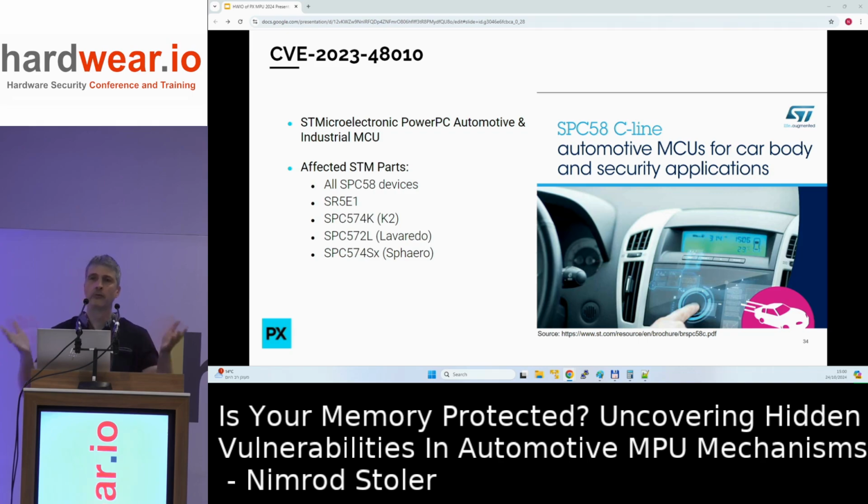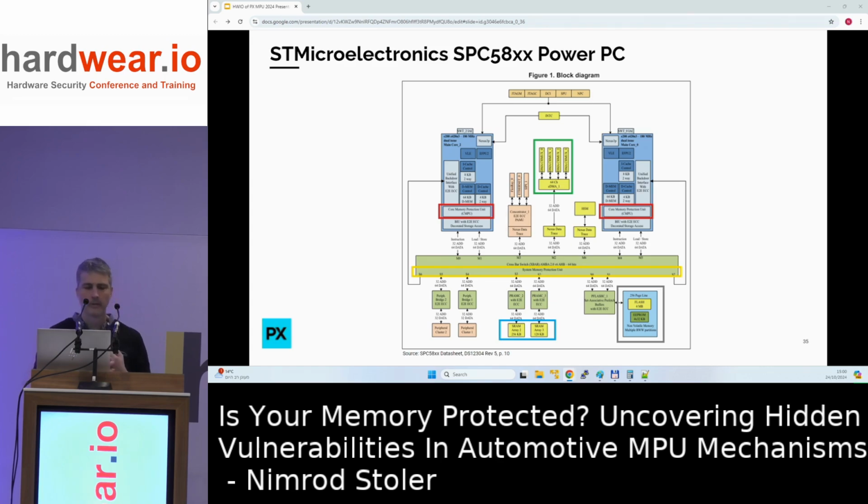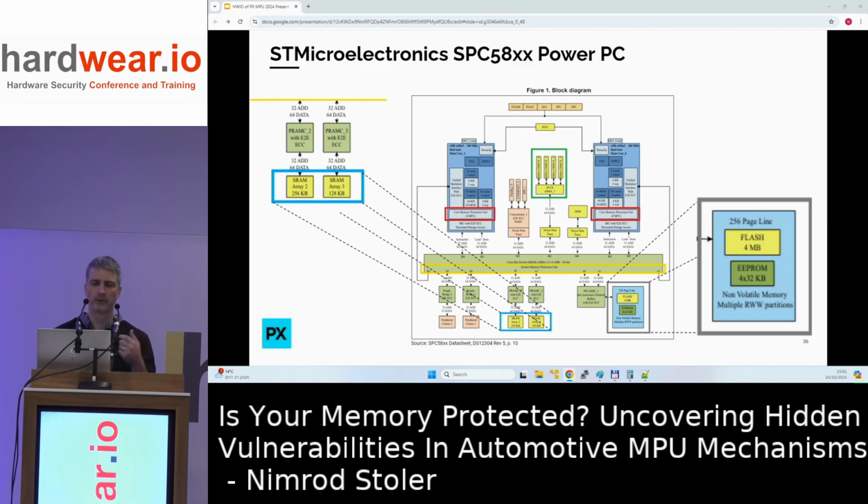And now we're going to together open the SPC58 datasheet and take a look at the block diagram. So here it is. This is again the SPC58 PowerPC 32-bit chip from STMicroelectronics. It has the common memories at the bottom of the diagram. They're connected through a system bus to the top of the diagram where we can find the cores. Let's zoom in on the bottom of the diagram.